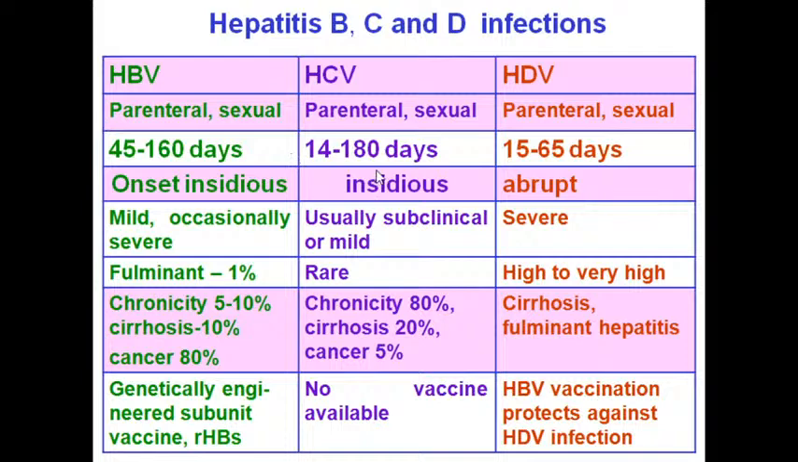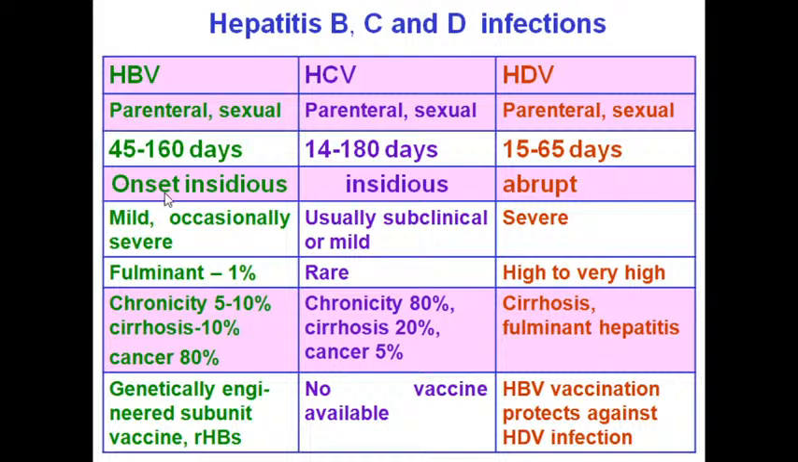Please pay attention that the incubation periods of all those hepatitis viruses are very long. It takes up to 160 or 180 days, or 60 days, for these viruses to develop symptoms after infection. So it is understandable that at the end of the incubation period, these infected patients start to be contagious before they develop symptoms.